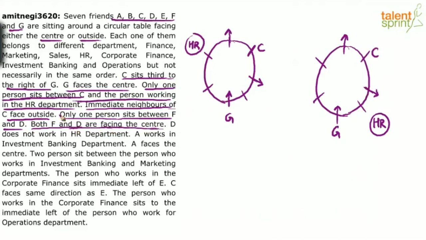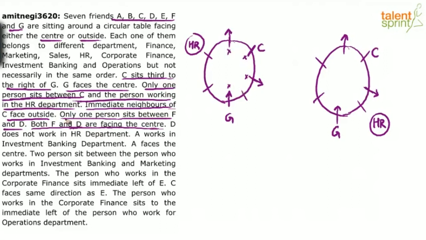Now understand, what can be the possible positions of F and D? What do we know? Both F and D are facing center. So F or D cannot come in these four positions. Why? Two of them are already blocked by C and G, and the other two are facing outwards. So these four positions are blocked for F and D.